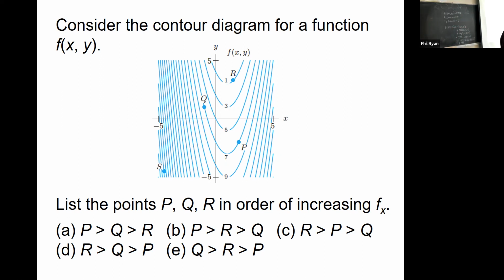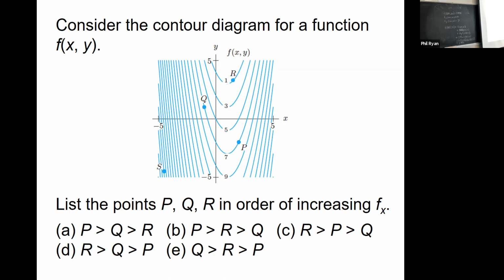Okay, so let's list the points P, Q, R in order of increasing f of x. So f of x is horizontal. So I take out my ruler. I'm going to compare this. Right, so as we said, this goes down by this amount. So this is quite sharp negative.